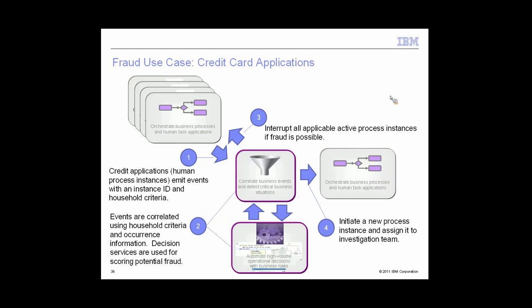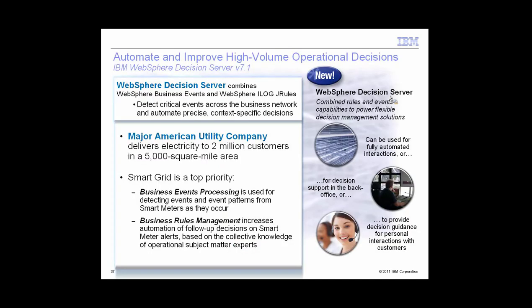So the process is what I do. The events tell me when to do it, and the rules tell me how to approach it. So here's an example. So we saw that synergy. Another little IBM advertisement, but at the end of last year we announced something called WebSphere Decision Server, which is the integration of our business event software called WebSphere Business Events and our iLog JRules software together in one offering called Decision Server. And here's an example.